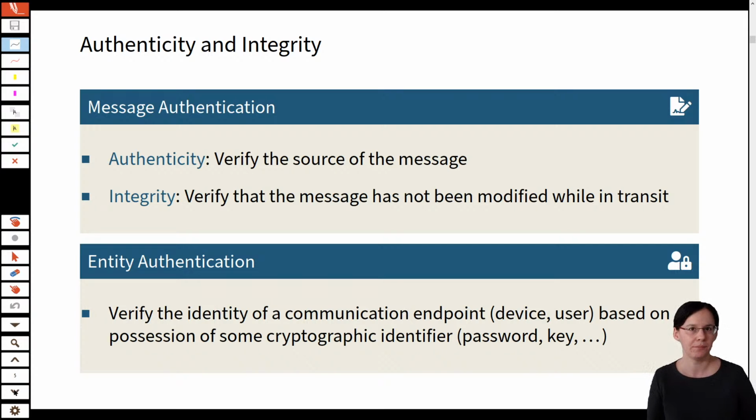There is also a second meaning which we will take on again a bit later, namely the meaning of entity authentication. This is now not tied to a specific message, but in entity authentication we want to make sure that we are currently talking to a particular user or device, where that user is identified by possession of some key or password. So the first thing is related to messages, and the second thing is related to who we are talking to right now in this moment.